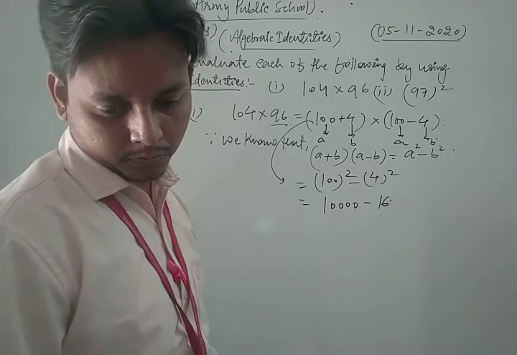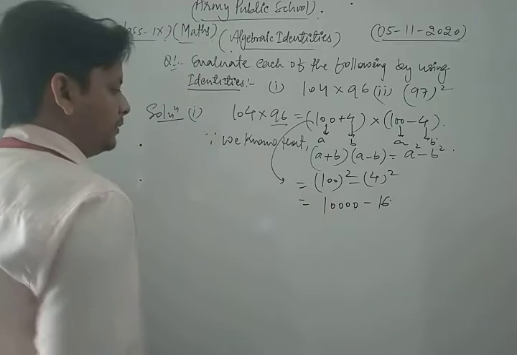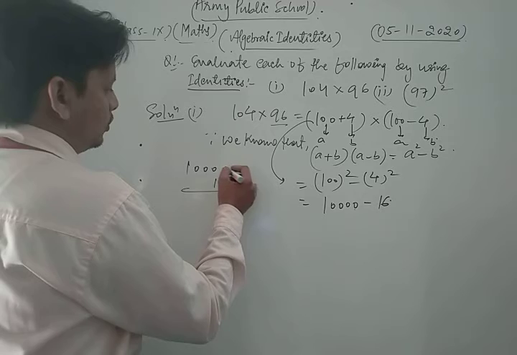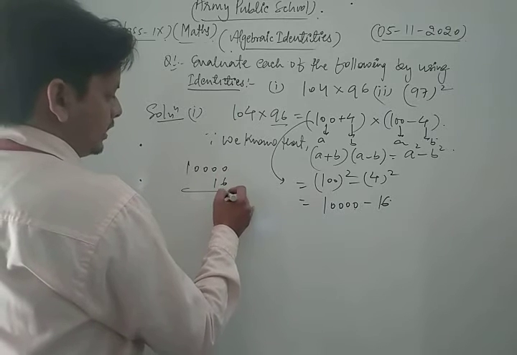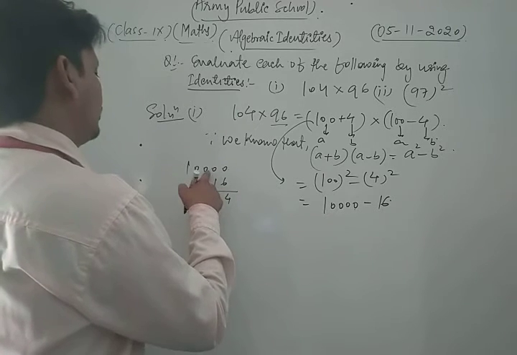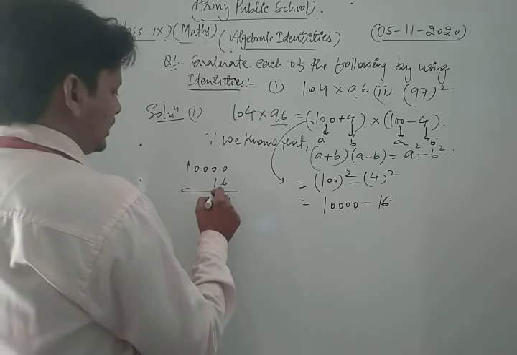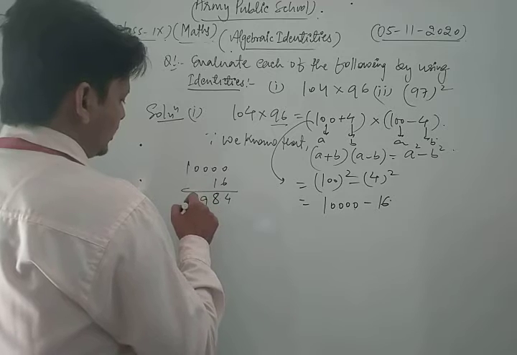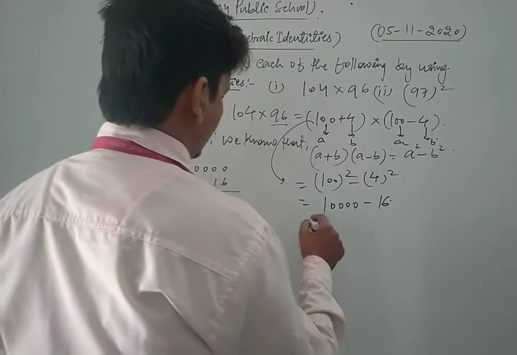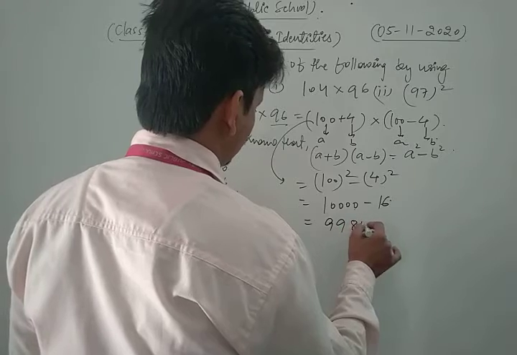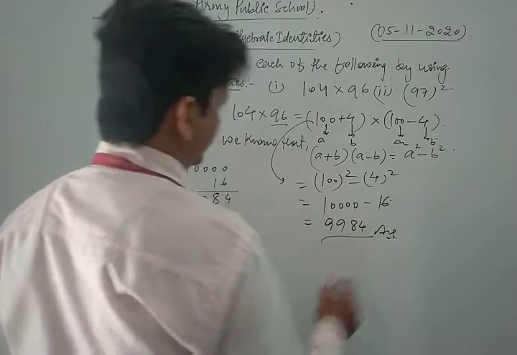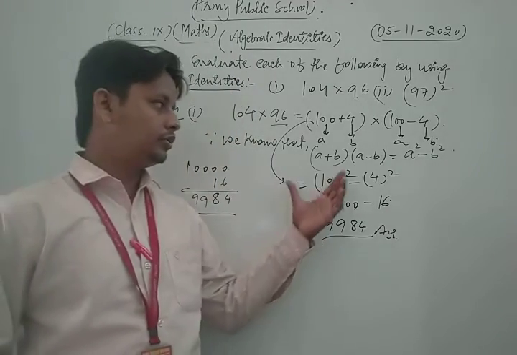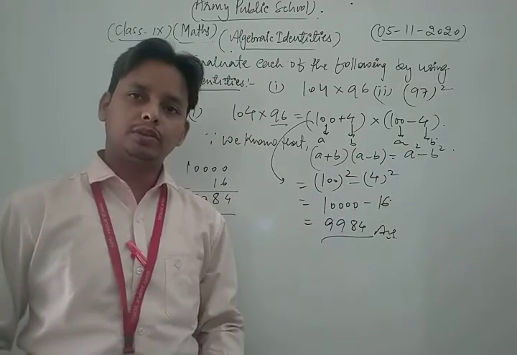Now look, we subtract them. We get 10 minus 6, that is 4. Here what is the left value? This is 9. 9 minus 1, that is 8. This is 9. So 9,984. This is our required solution of the given question. Okay, dear students. So, using that identity, you can solve that type of question.